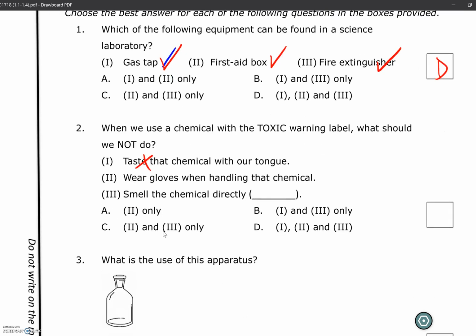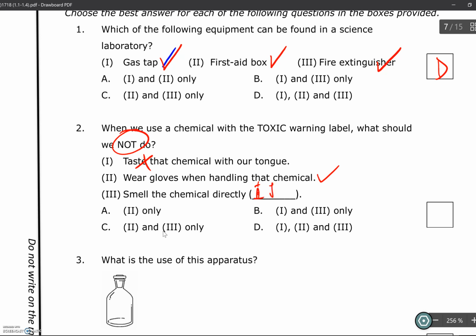So for number 2, when we use a chemical with a toxic warning label, what we should not do? Taste, of course not. Wearing gloves when handling that chemical, we should wear. So yeah, this is correct. Smell the chemical directly. You mean directly? So are you sure? No, of course, this is wrong. So what we should not do should be 1 and 3. So the answer will be B.